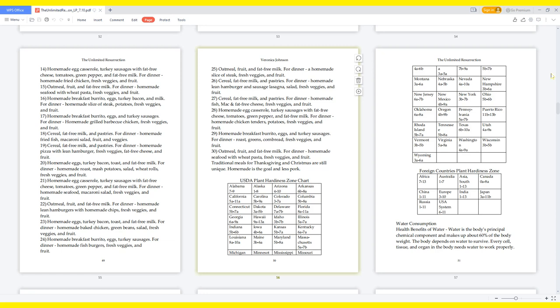Illinois, 5A-7A. Indiana, 5B-6B. Iowa, 4B-6A. Kansas, 5B-7A. Kentucky, 6A-7A. Louisiana, 8A-10A. Maine, 3B-6A. Maryland, 5B-8A. Massachusetts, 5A-7B. Michigan, 4A-6B. Minnesota, 3A-5A. Mississippi, 7B-9A. Missouri, 5B-7B. Montana, 3A-6A. Nebraska, 4A-5B. Nevada, 4A-10A. New Hampshire, 3B-6A. New Jersey, 6A-7B. New Mexico, 4B-9A.